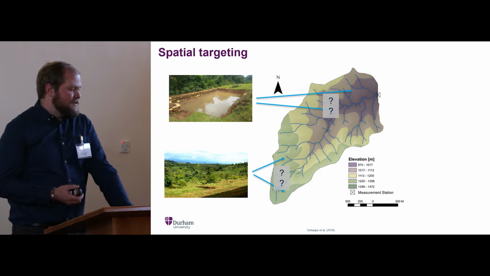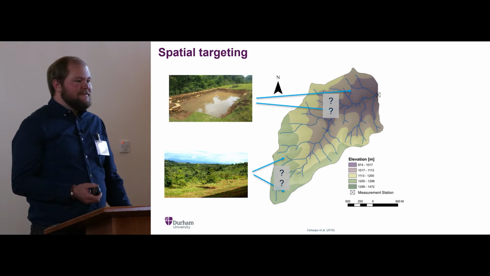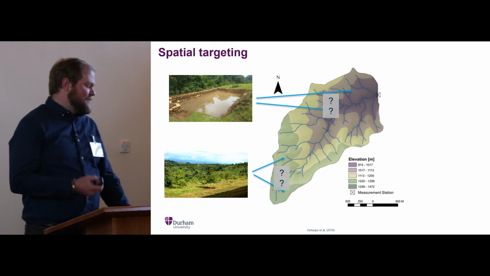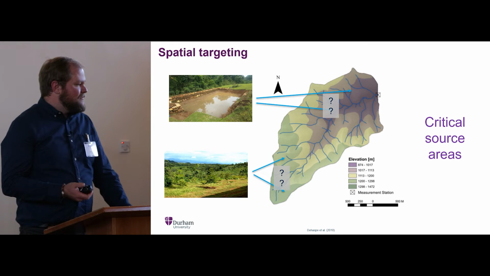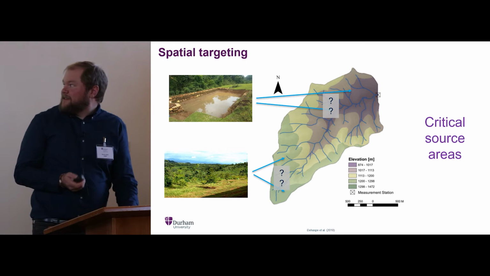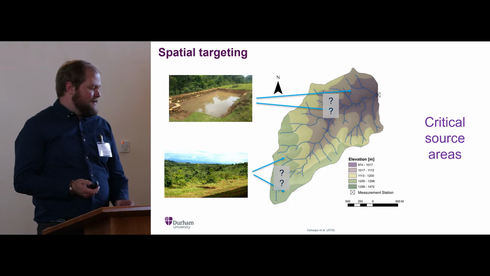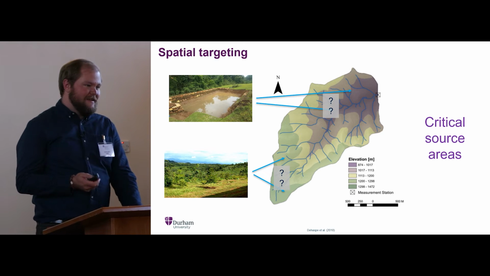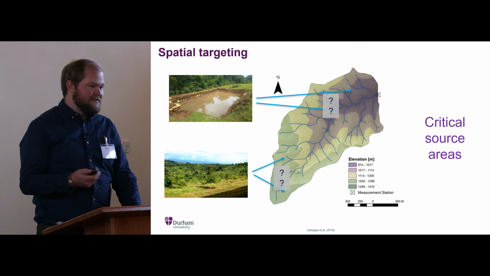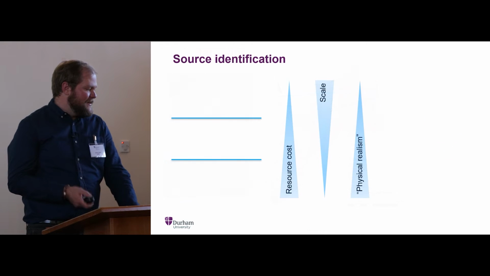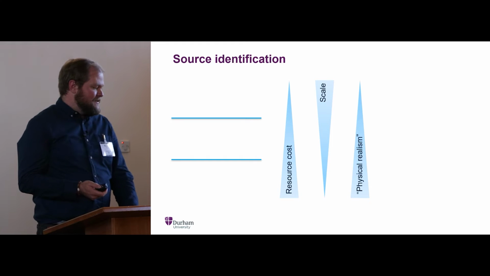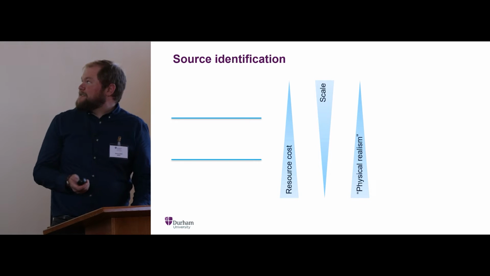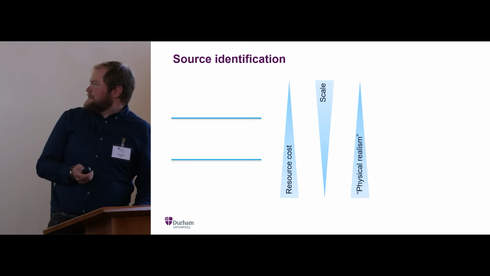Now, in order to make sure our nature-based solutions are effective, we need to make sure they are optimally located within our catchment environments. So how do we do that? Well, for floods and water quality, we can think about critical source areas. So these are parts of the landscape where there is a source of floodwater or pollutant and a high likelihood that that source becomes connected to a point of impact. Now, we have several methods available to us for source identification, each with its own resource cost, scale of application, and degree of physical realism.